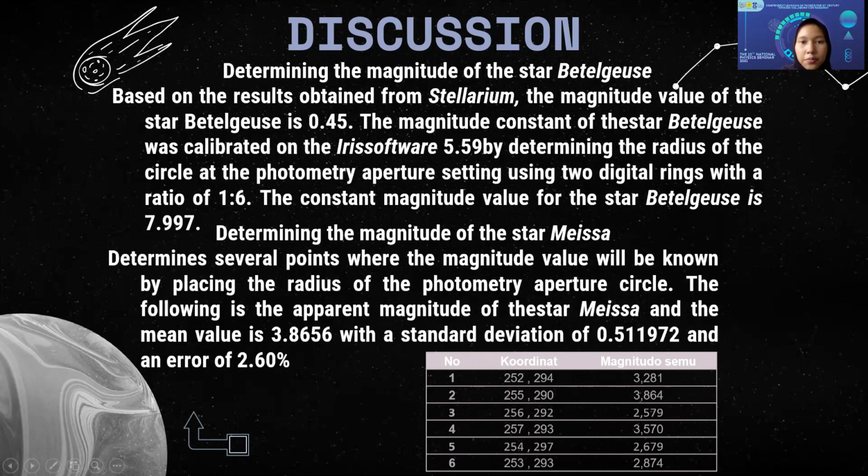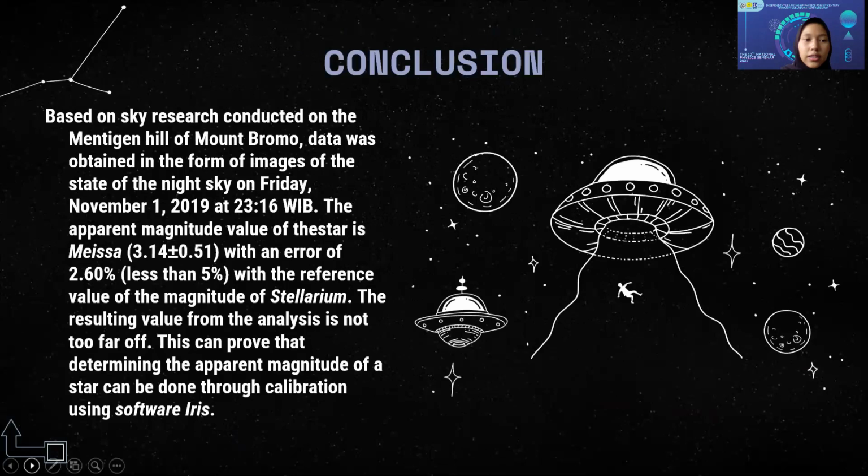There is data from Mesa stars and then conclusion. Based on sky research conducted on the Mentigan Hill of Mount Bromo, data was obtained in the form of an image of the state of the night sky on Friday, November 1st, 2019 at 23:16.